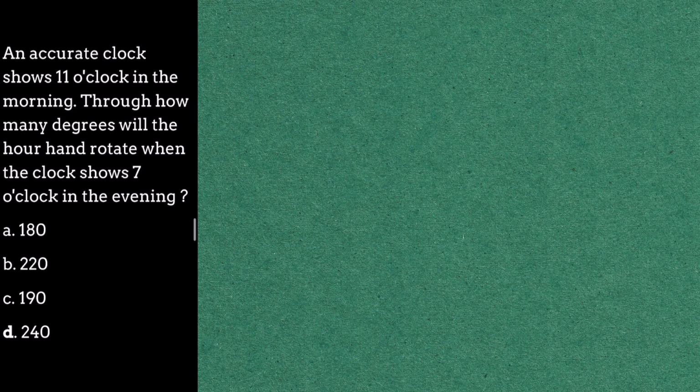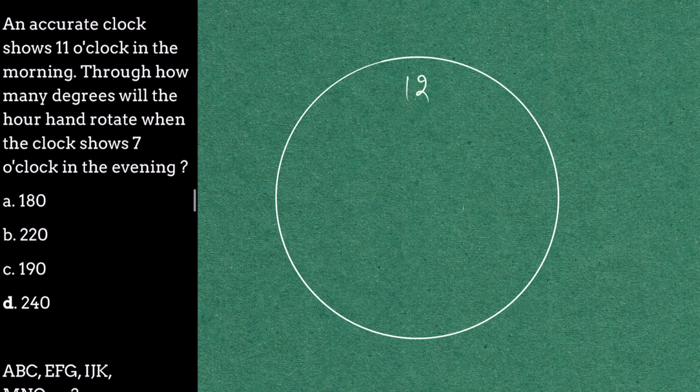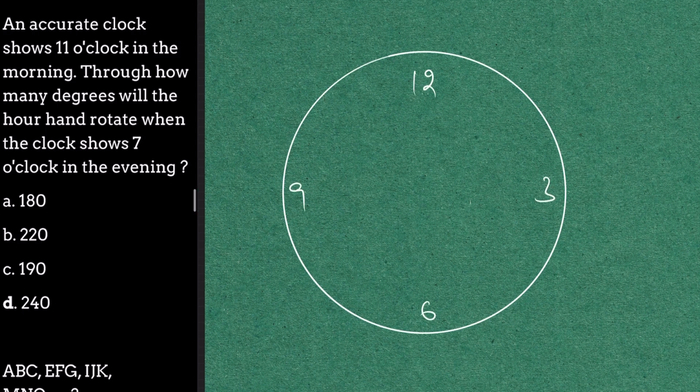An accurate clock shows 11 o'clock in the morning. Through how many degrees will the hour hand rotate when the clock shows 7 o'clock in the evening? Very similar question, but let me still solve this. So let's consider this as 12, 6, 9 and 3. Now right now it is at 11. It has to reach 7, they say. Let this be 7. If we consider 1, 2, 4 and 5.